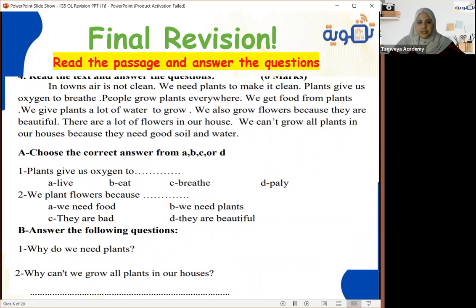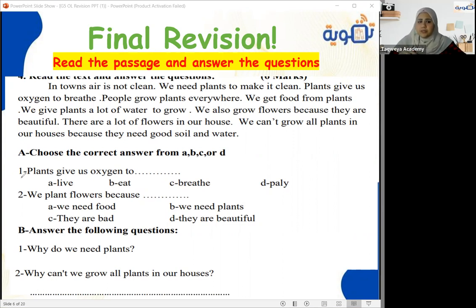Here we have a comprehension question. In the comprehension question, it's way better to read the question and look for the answer, because definitely you will forget most of the things in the paragraph or in the passage.